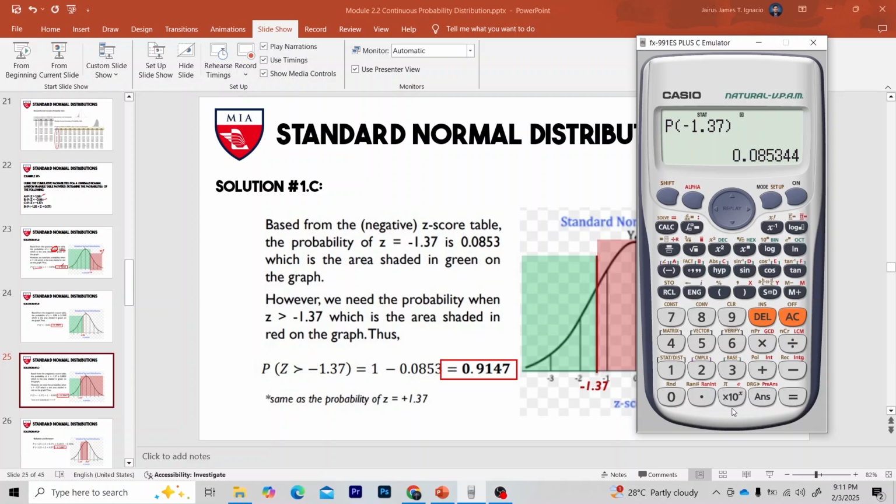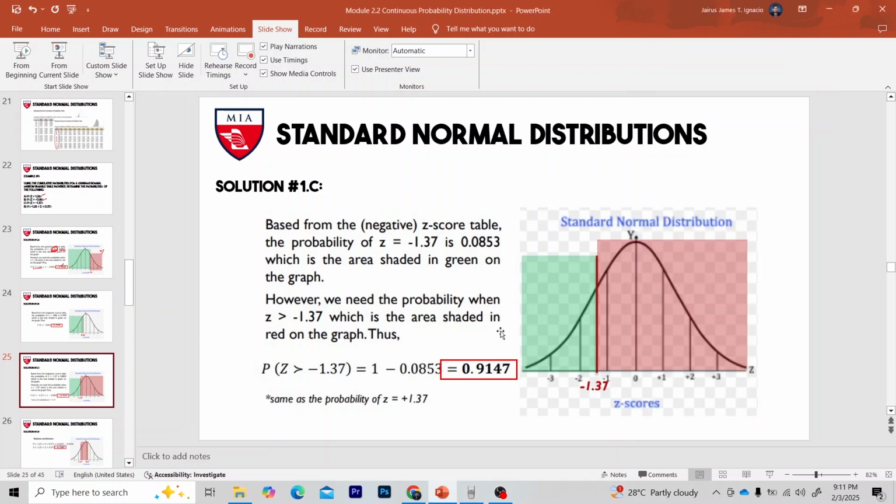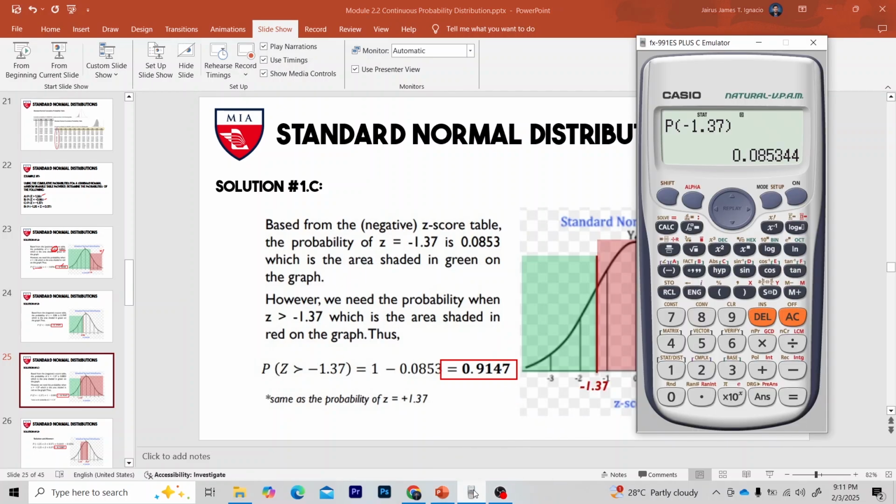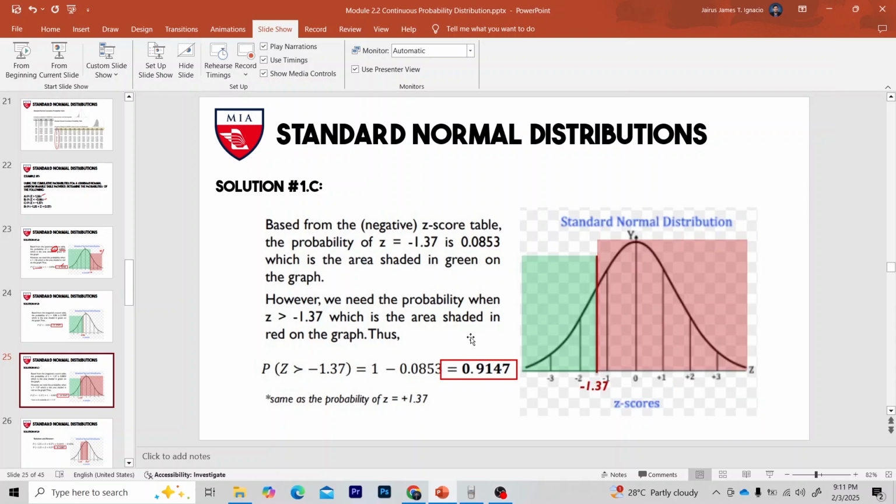Okay. So we have here 0.0853. Okay. So like I said earlier, if the given z is greater than the said value, you need to subtract it from 1. Okay? So in our case, we got a value of negative 1.37 equal to 0.0853. So we need to subtract 0.0853 from 1. So if we subtract 0.0853 from 1, we have 0.9147 here. Okay? That's so simple about that.